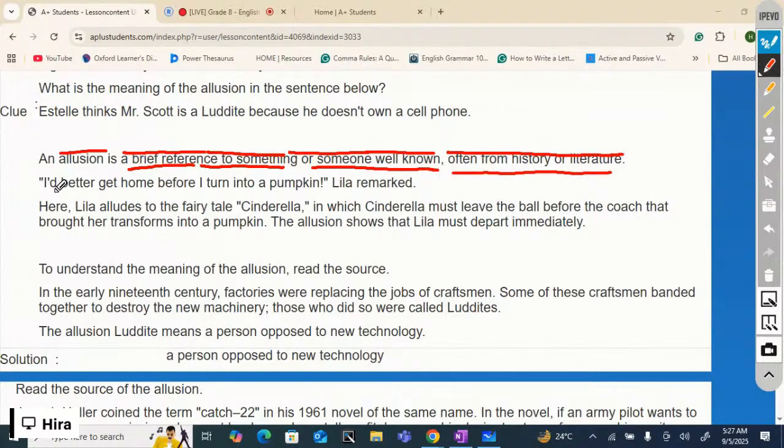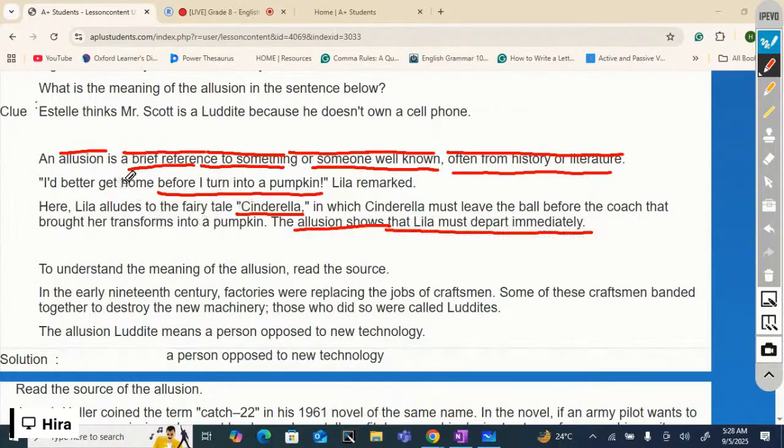Okay, if you read this sentence you'll understand. "I'd better get home before I turn into a pumpkin," Lila remarked. Do you remember? Before I turn into a pumpkin. So here Lila alludes to the fairy tale Cinderella. These words give a brief reference to this fairy tale, in which Cinderella must leave the ball before the coach that brought her transforms into a pumpkin. So the allusion shows that Lila must depart early.